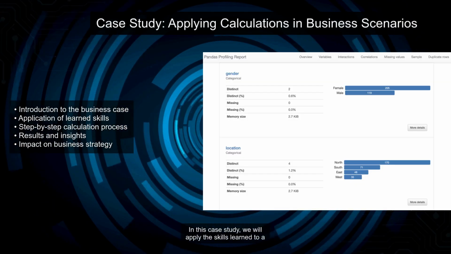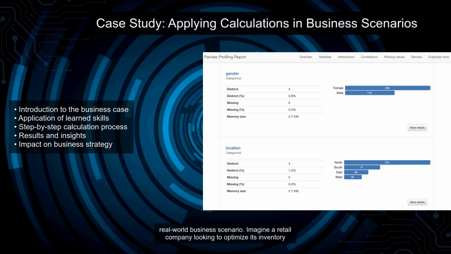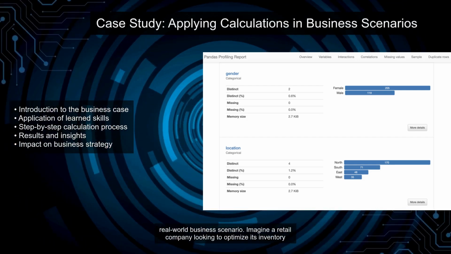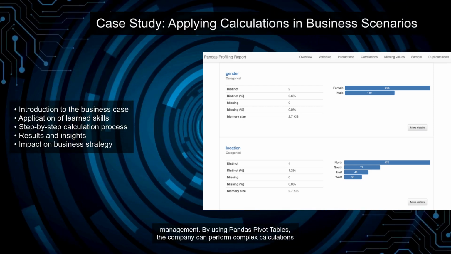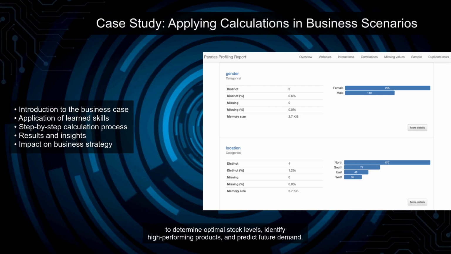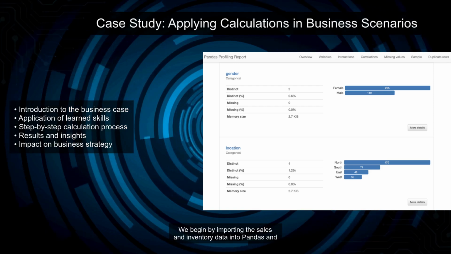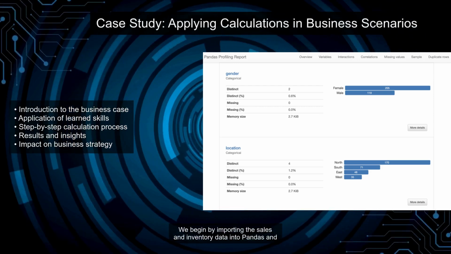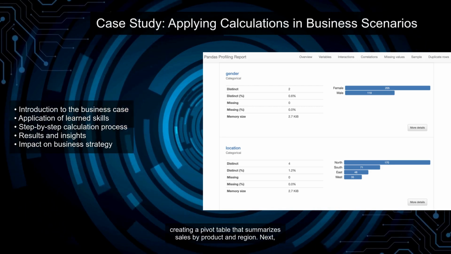In this case study, we will apply the skills learned to a real-world business scenario. Imagine a retail company looking to optimize its inventory management. By using Pandas pivot tables, the company can perform complex calculations to determine optimal stock levels, identify high-performing products, and predict future demand. We begin by importing the sales and inventory data into Pandas and creating a pivot table that summarizes sales by product and region.